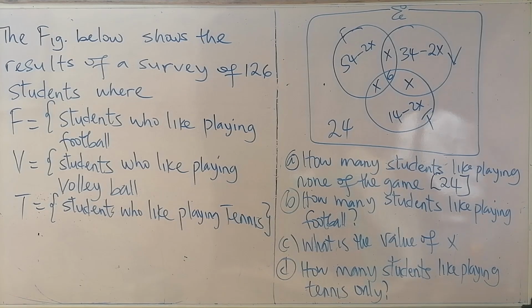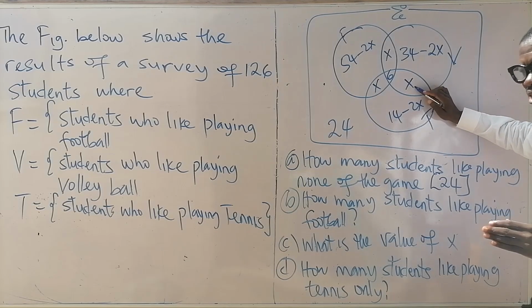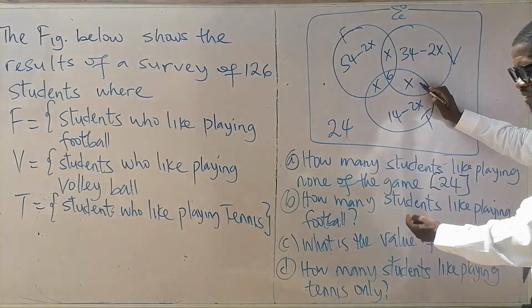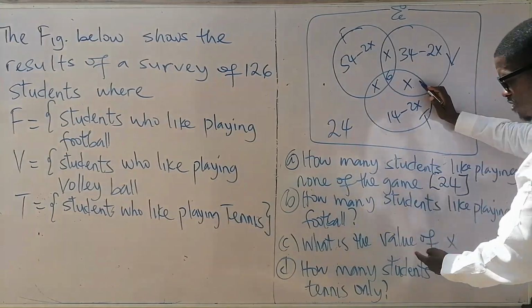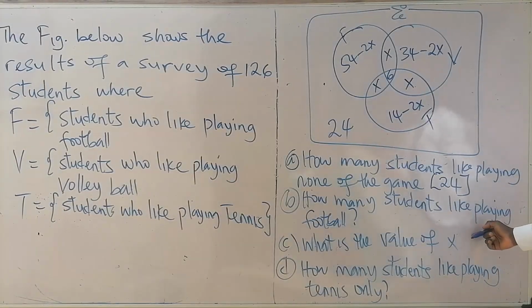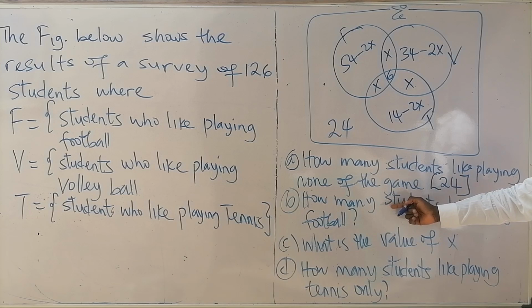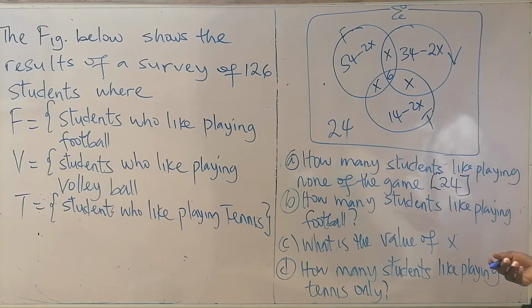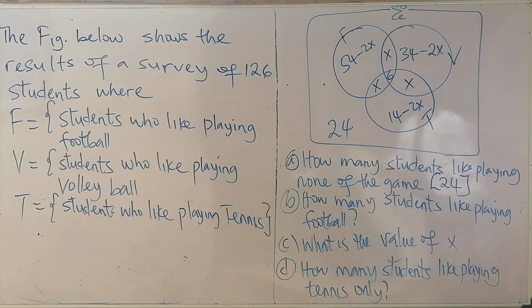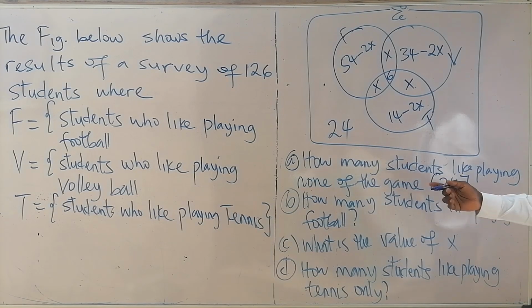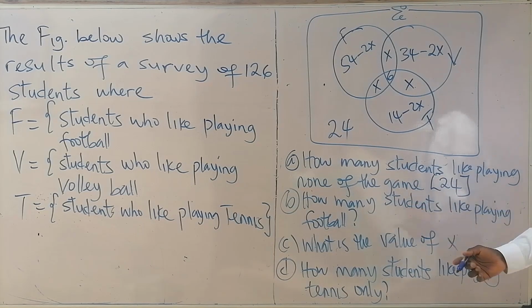How many students like playing football? We can't answer that one for now. We need to find the value of X before we can answer that question B. Question C says, what is the value of X? So let's get that first. Then when we get that, we can go back to B and answer the question. Then the D part, how many students like playing tennis only? We cannot answer that also, except we've gotten the answer to question B.